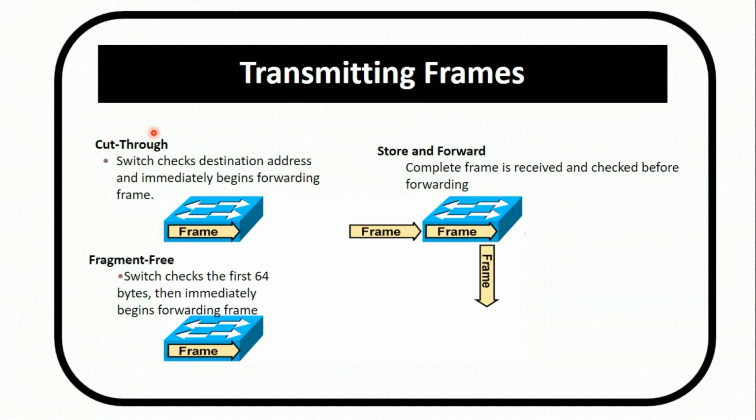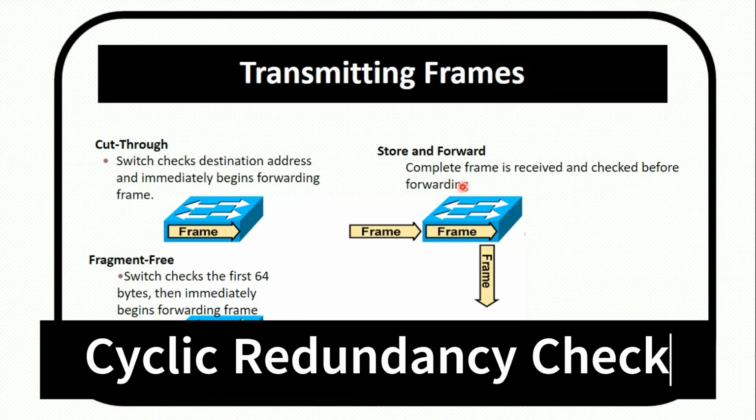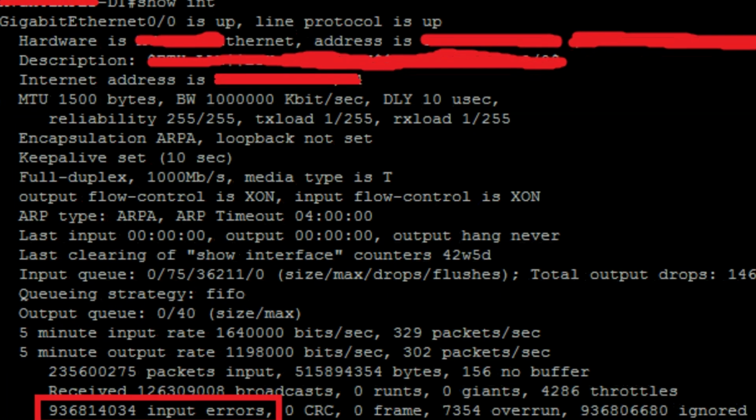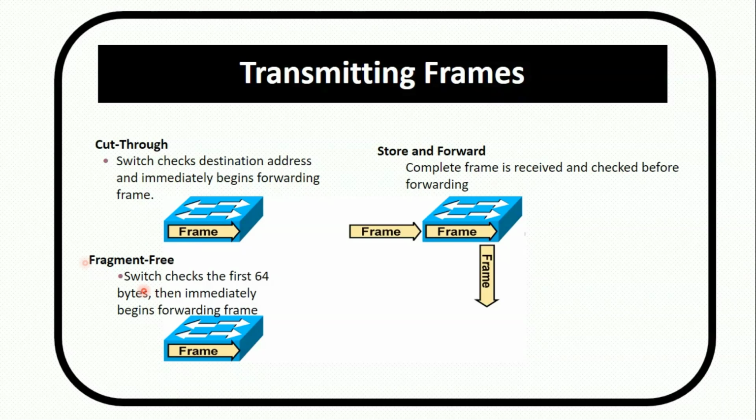Store and forward is the one which we are using in the present switches. In store and forward, the switch receives the entire packet before it starts forwarding it. Then the switch checks the packet for errors using CRC, which stands for cyclic redundancy check, in the frames. If the packet is error free, it will forward. Otherwise, it will discard. To see the CRC checks, type show interface, then the interface name. If you hit enter, there we can see the errors.